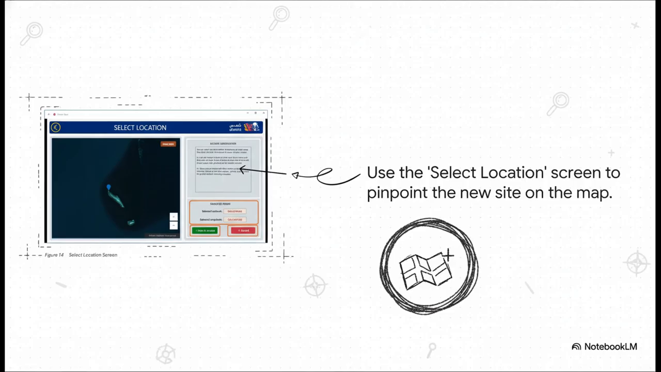Remember that Select on Map button? If you click it, this is what you'll see. It's great because you can zoom right in and pinpoint the exact spot for your new site. You just click on the map and boom, the system grabs the correct latitude and longitude for you. It's a fantastic way to make sure your location is super accurate.